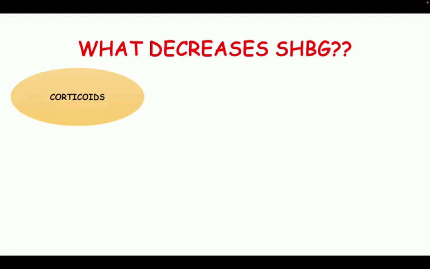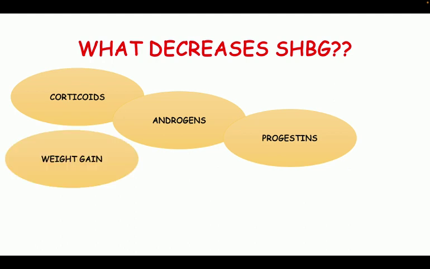What decreases SHBG? Corticoids like Cushing syndrome, androgens, any state which is leading to hyperandrogenism, the most common of which is PCOS, which leads to a decrease in SHBG, and hence the unbound hormones, the free hormones, all increase. That is the reason there is increased testosterone and hence hirsutism in the patients with CAH, in the patients with PCOS. Progestins.